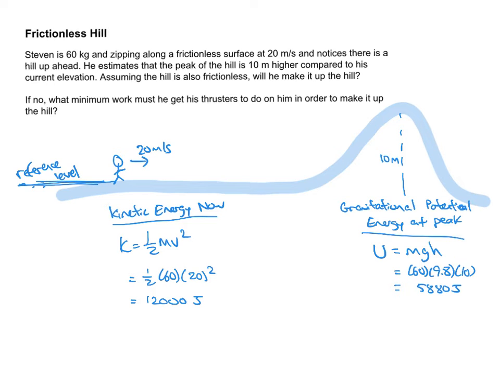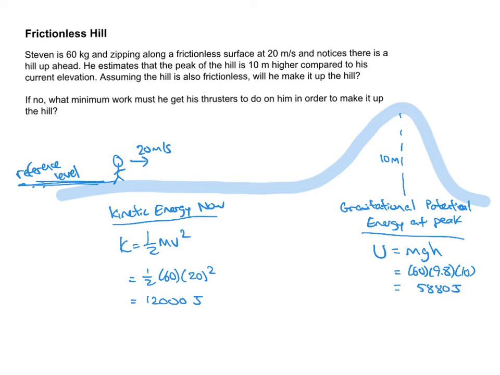So he's actually still going to have speed when he's at the top of the hill. How much speed? Well, he's at 20 meters per second now. So at the top of the hill, how many joules does he lose? He loses almost half of his joules. Not quite half. But he loses about half of his kinetic energy joules.